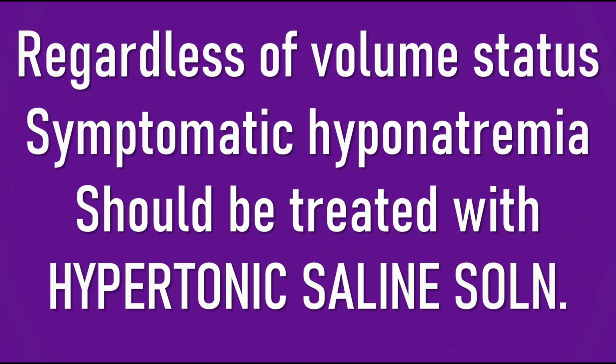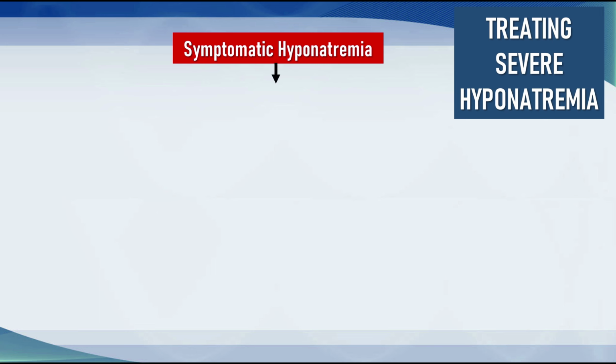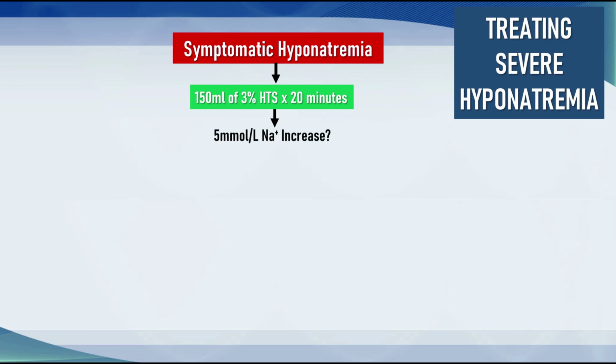Regardless of the volume status, symptomatic hyponatremia should be treated with hypertonic saline solution. That's 3% saline. The standard of care is to give 150 ml of 3% hypertonic saline over 20 minutes. And as I mentioned in the previous tutorial, the aim is to raise the plasma sodium by about 5 millimoles per litre and the osmolality by about 8. It is obviously variable depending on the patient's volume status and their size. If they get a 5 millimole increase, then we are happy, assuming that the symptoms are under control.